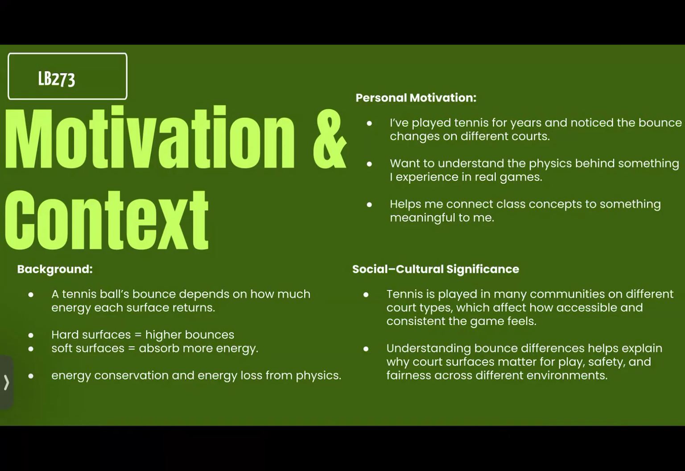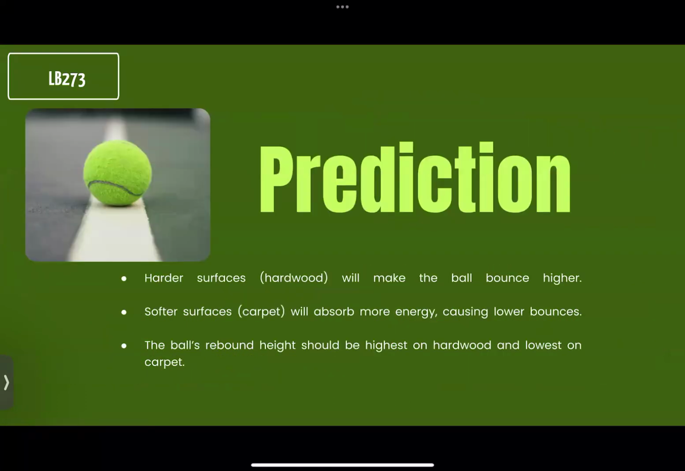Ultimately, I learned that hard surfaces give you higher bounces and soft ones absorb energy. And socially, the surface you have access to can shape how consistent or safe your play experiences are in your community. So my prediction was pretty simple. Hardwood would give the highest bounce, carpet would give the lowest, and the blanket on hardwood would fall somewhere in between.